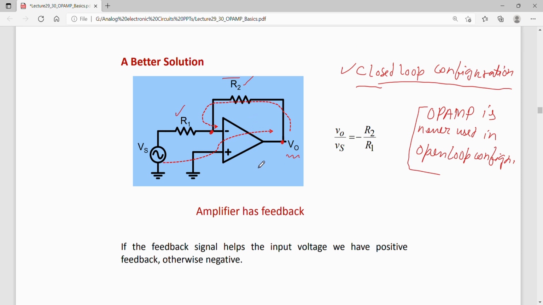But here the gain is controlled by these two resistances. So the gain, or V naught, is a function of these two resistances R2 and R1. So by changing the value of these two resistances, one can change the output of this op-amp, or the gain of this amplifier can be set by these two resistances. Now the output is fed back to the input here.